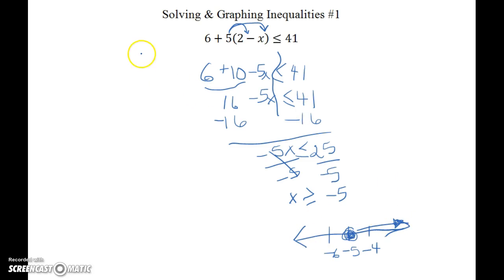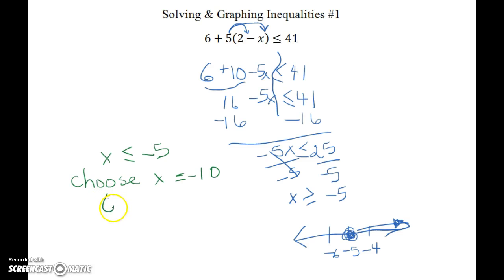Now, what if we came down to the last step and we forgot to switch the inequality? So we had x is less than or equal to negative 5. Okay? You know what? Let's check. So let's choose a number that's less than negative 5. Say, x equals negative 10. If we choose x equals negative 10, let's see what happens to our inequality.